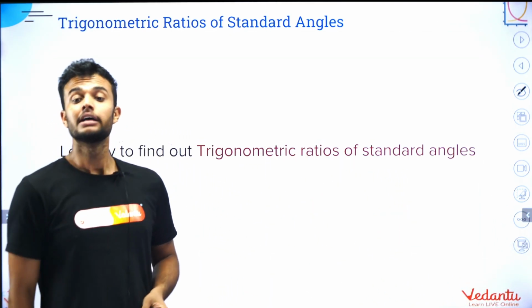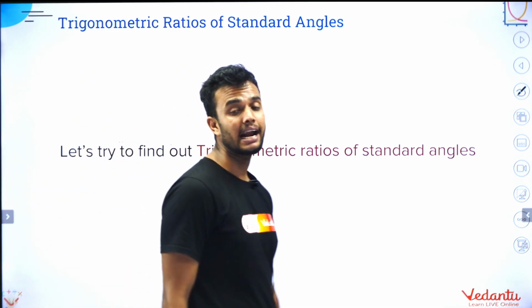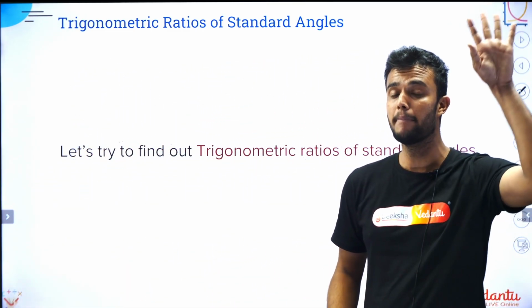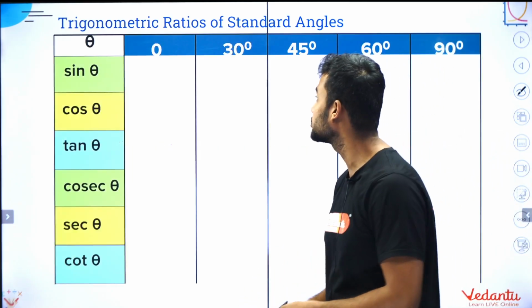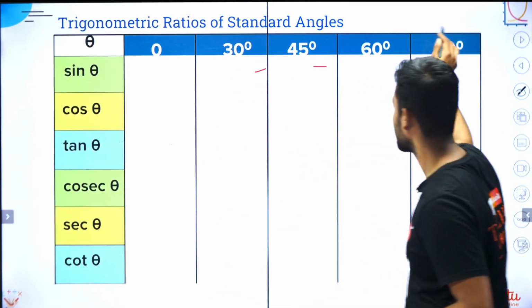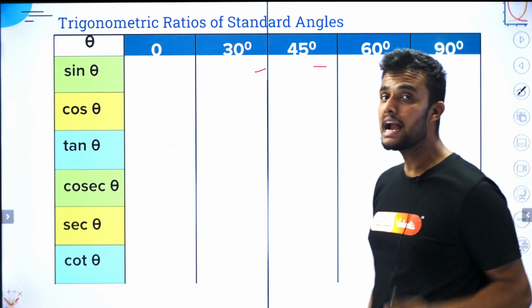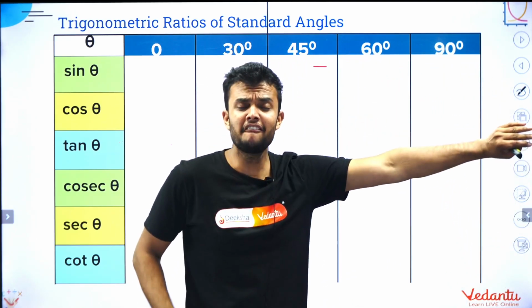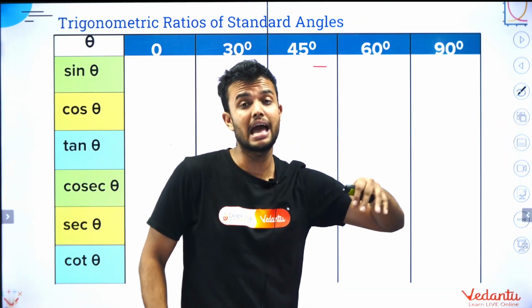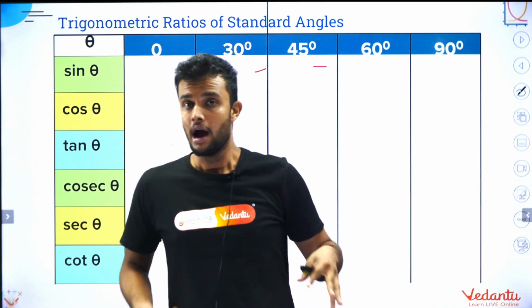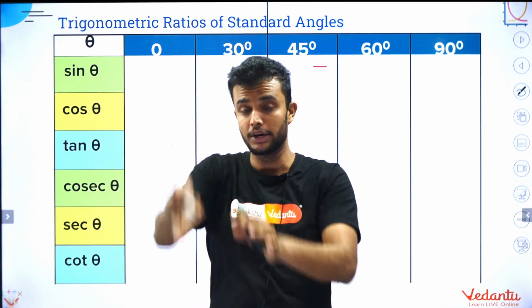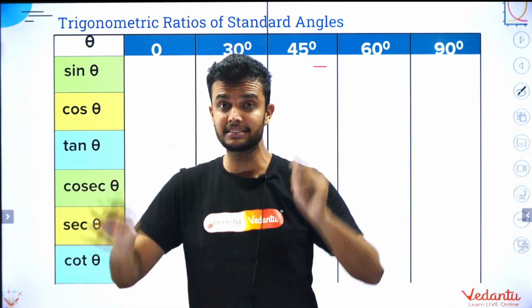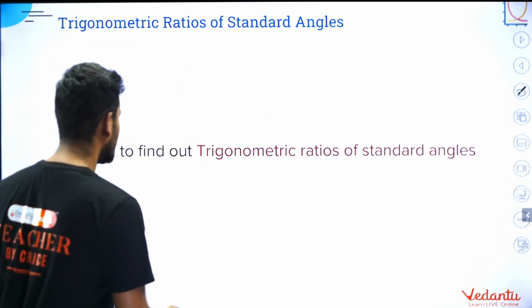Next, moving on to the standard angles. In standard angles we basically have 5 angles: 0 degree, 30 degree, 45, 60, 90. These are very important. I already taught you in class, but now I give some simple trick on how to remember.